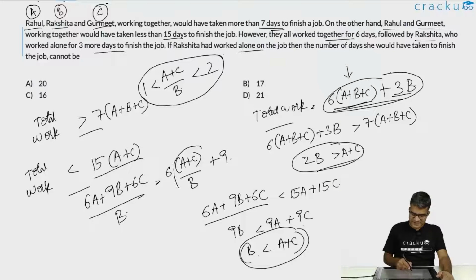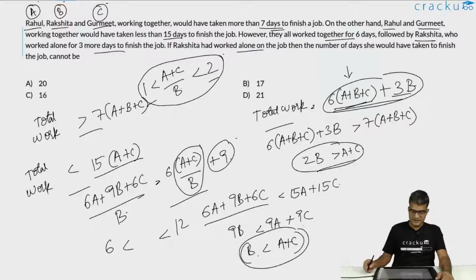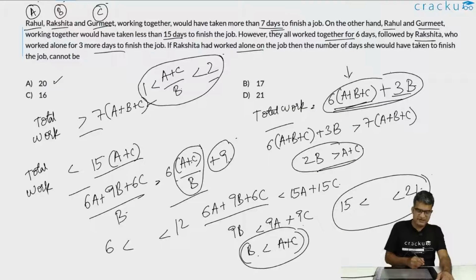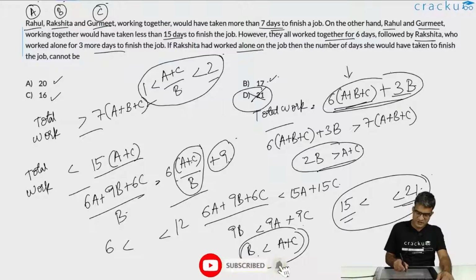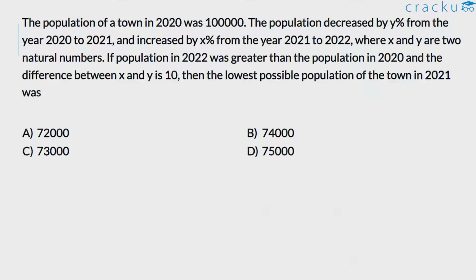We know that (A plus C) divided by B lies between 1 and 2. So 6 times (A plus C) divided by B will lie between 6 and 12. Therefore, adding 9 to it, the number of days will lie between 15 and 21. So it can be 20, it can be 16, it can be 17, but it cannot be 21 because it has to be strictly less than 21 and strictly greater than 15. So the answer for this question is option D, it cannot be 21 days.